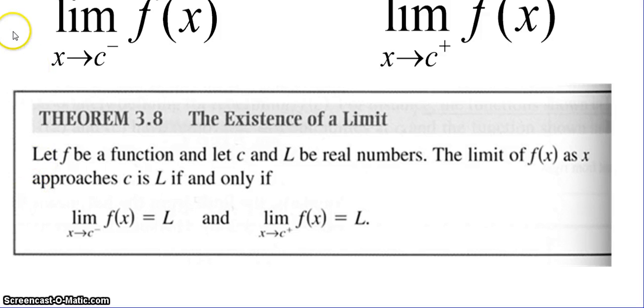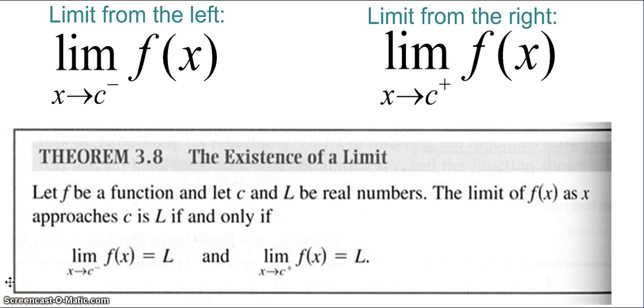Okay, here's the theorem about the existence of a limit. This is in your book. It's Theorem 3.8. That's why you can tell this is just a copy and paste. Let f be a function and let c and L be real numbers. The limit of f of x as x approaches c is L if and only if the limit as x approaches c from the left of f of x is L, and the limit as x approaches c from the right of f of x is L. In general, what this means is what I talked about earlier today in class: for a limit to exist, the function needs to be approaching the same value from the left and from the right. So when you're evaluating a limit, you have to check from both sides.